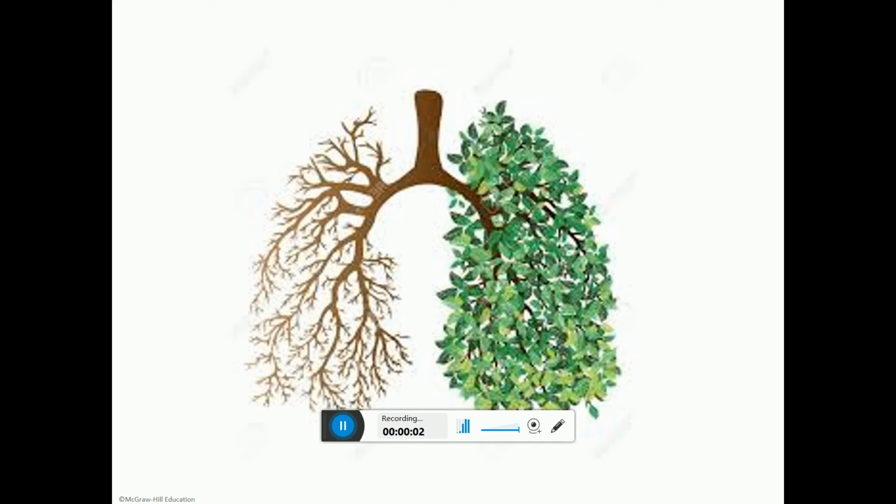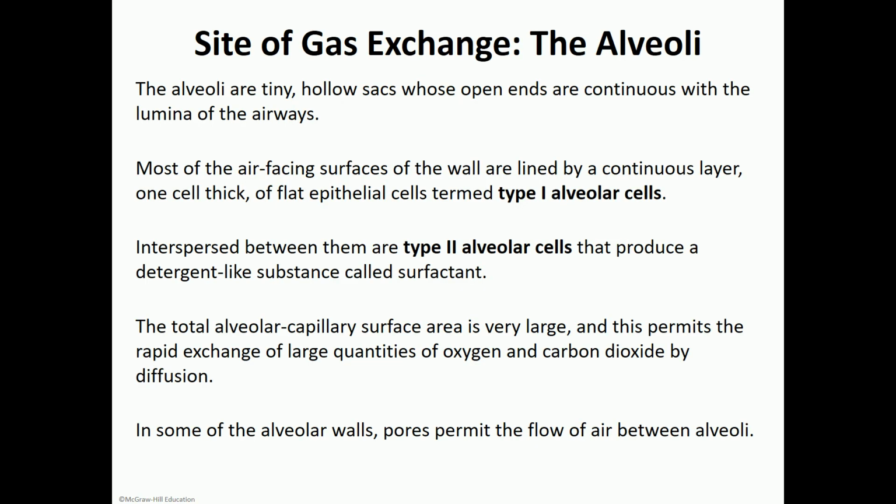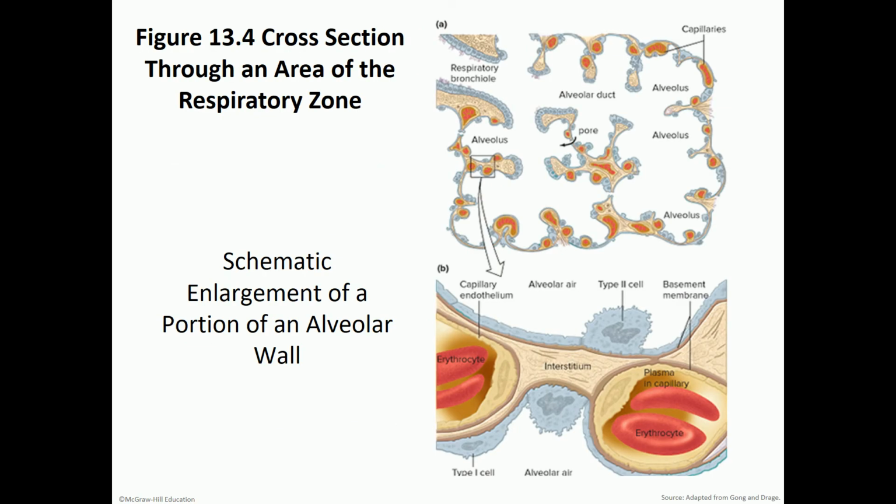Now, this part we'll talk about the alveoli and the lungs. So the site of gas exchange are the alveoli, and the alveoli are those air sacs. They are hollow. They are continuous with the lumens of the respiratory bronchioles. And there are two different kinds of cells that line the alveoli, and I'll go to the picture to kind of show you the different cells.